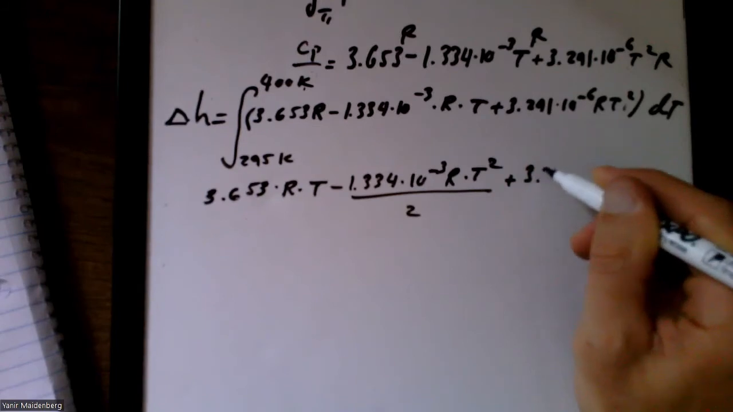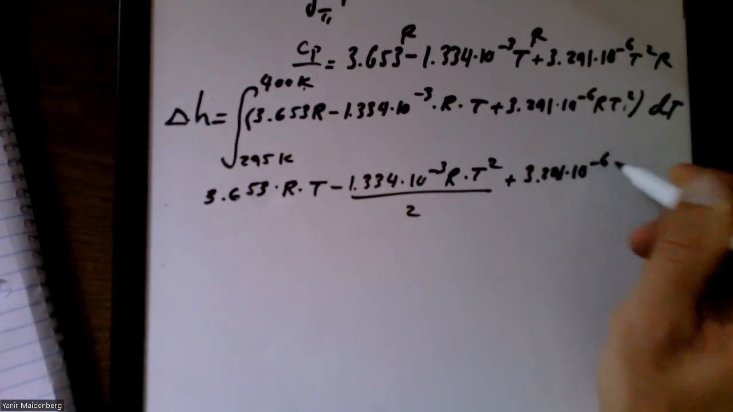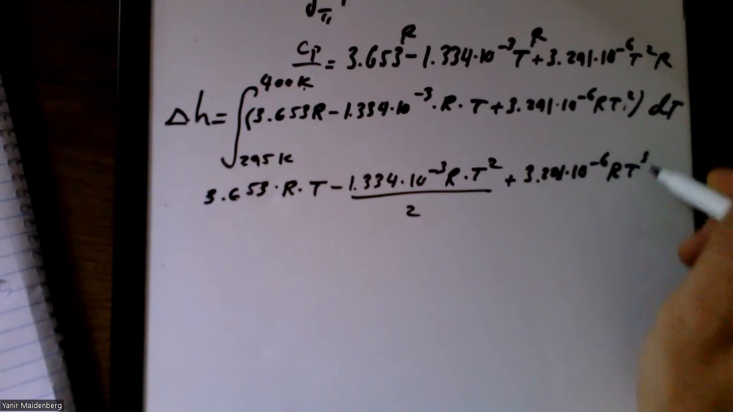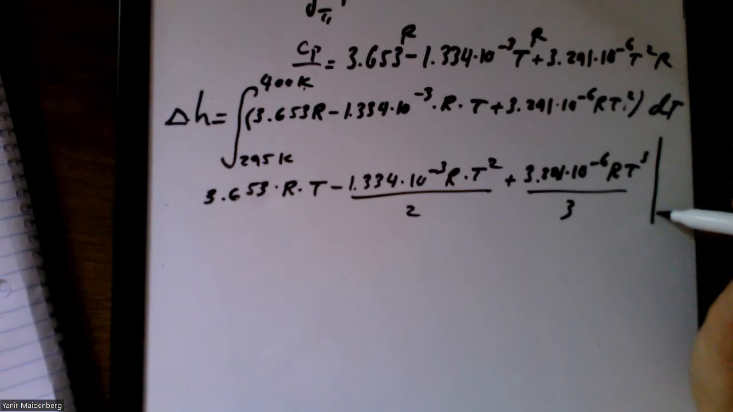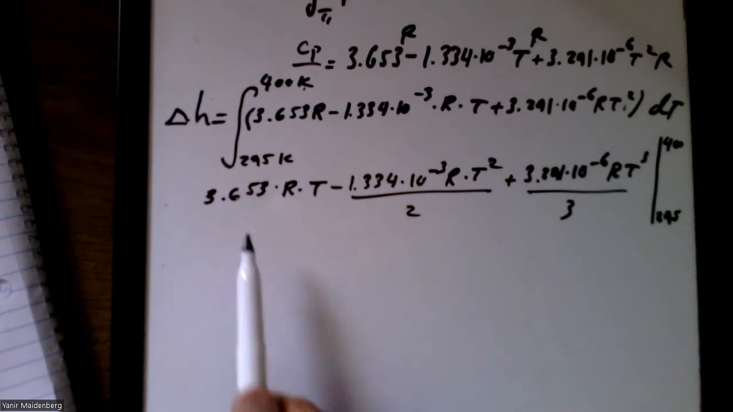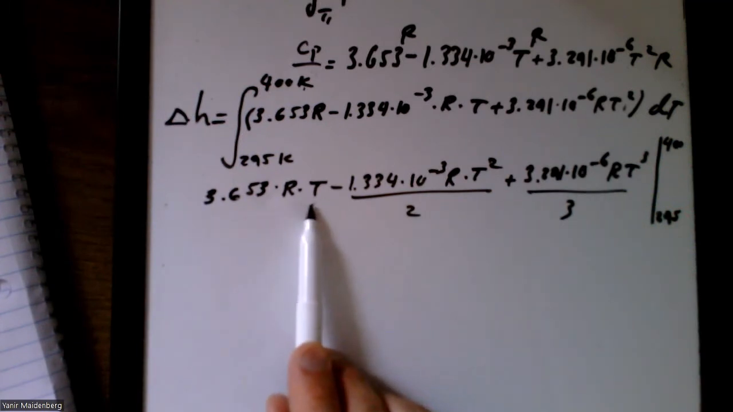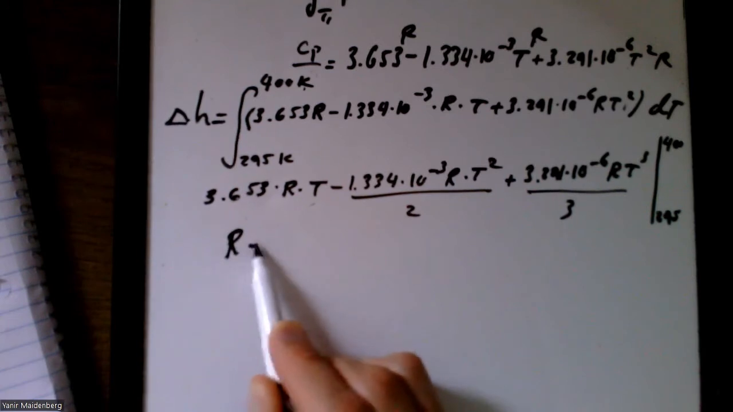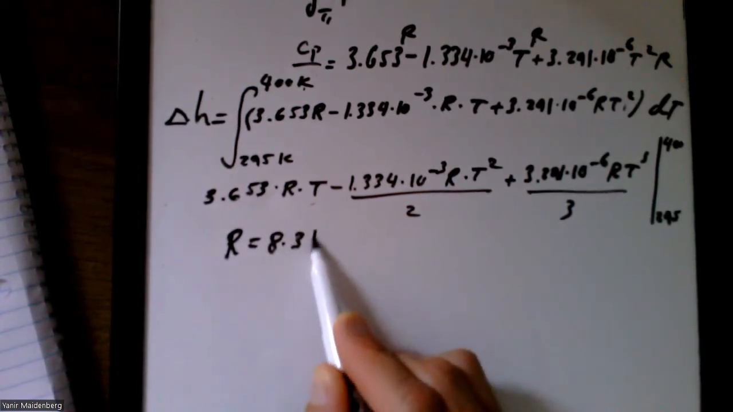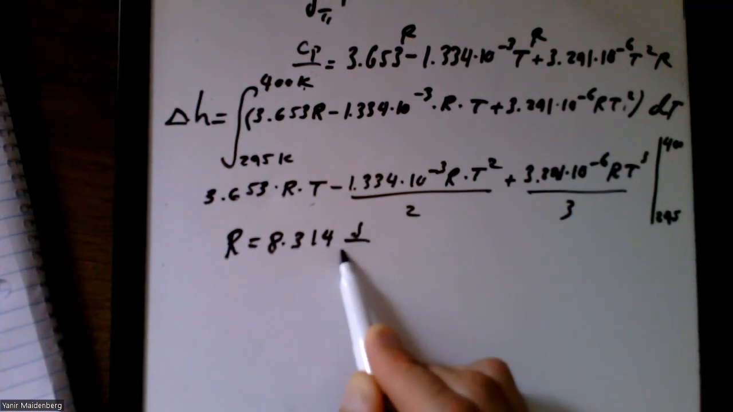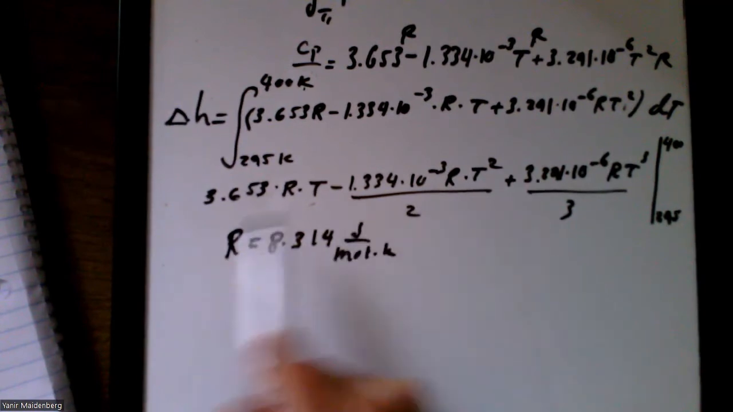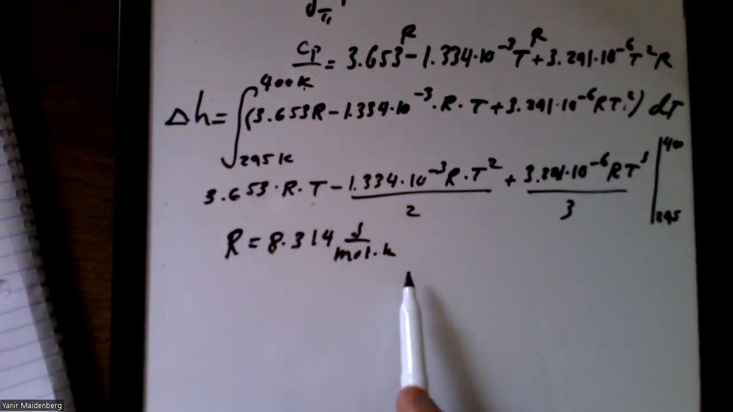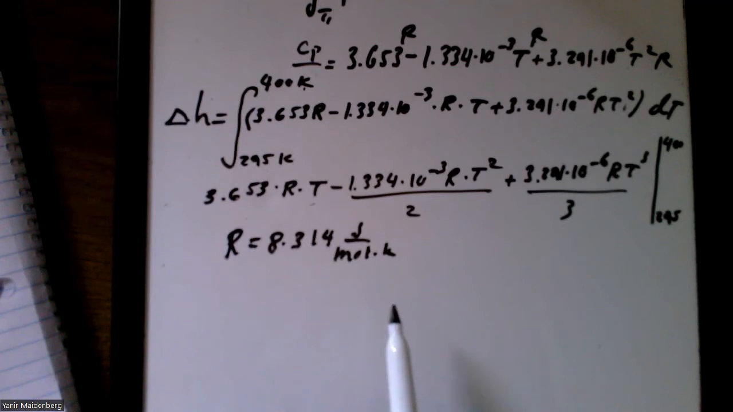Like this, 3.291 times 10 to the minus 6 RT cubed over 3. And this entire thing is evaluated from 295 to 400. And that's what I did. I just put this into the calculator. So this times 400. R for our case to make everything work should be 8.314 joule per mole Kelvin. And then when we do all of this, we're going to get delta H in terms of joules per mole.